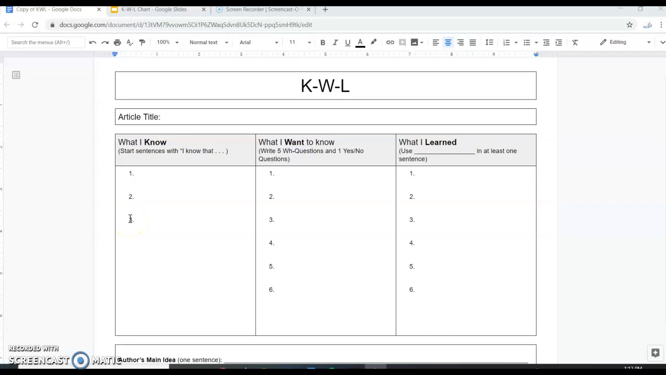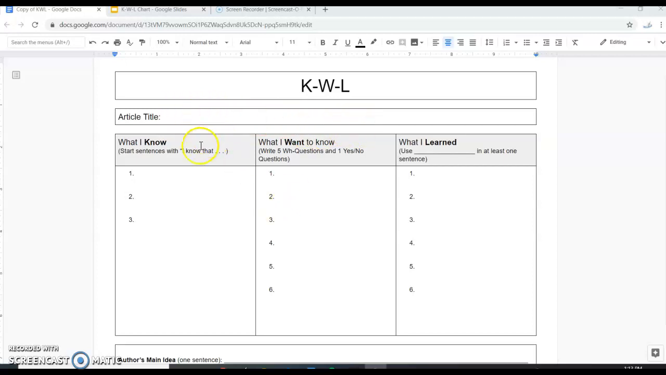This is what a KWL chart looks like. You'll be filling out these KWL charts for the reading assignments in this class. So first of all, we have the article title. Right here is where we'll type in the article title, whether it's a book or a newspaper or an academic journal article. We type the title in this space.